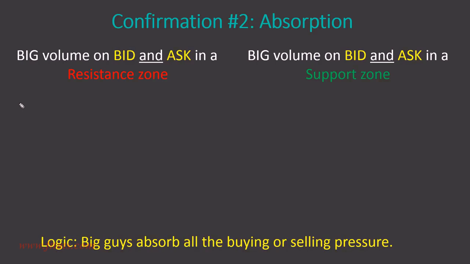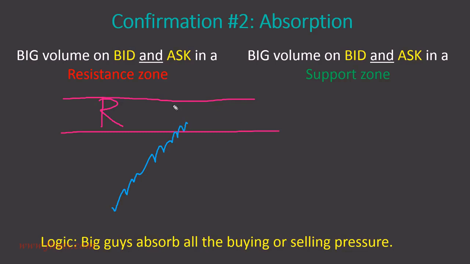Let me draw you a little picture. Imagine there is a resistance zone which you found, for example, using the volume profile, and imagine that the price is moving towards this resistance zone. Now it hit the resistance zone and you are waiting for a confirmation. Now if in this resistance zone there is a high volume node, and in that high volume node there is a big number both on bid and also on ask, then it's the absorption.